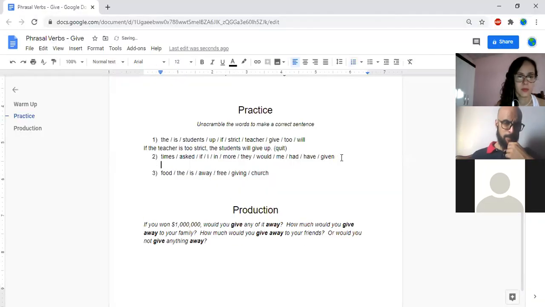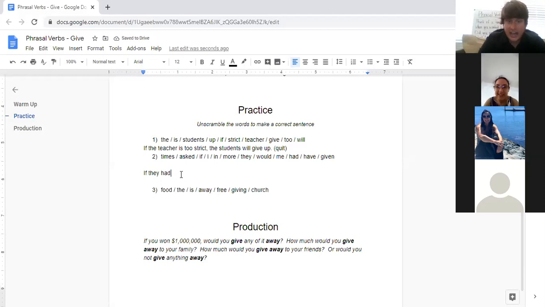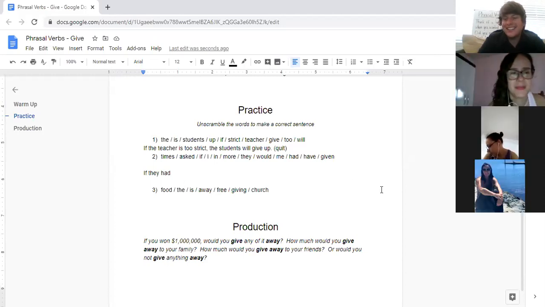Number two, how can we make a correct sentence? There is more than one way to do it, of course. But who can help me try to make another sentence here? I'll give you a moment, of course. If they add correct, what comes after? Giving more time. Oh, no. Never mind. Given in time. No. Had given in time.